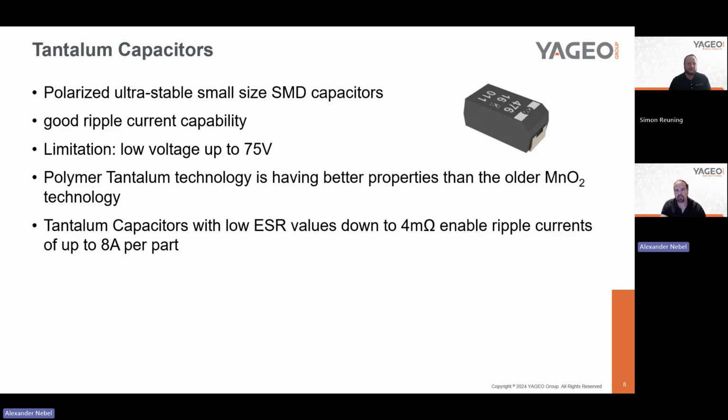Last but not least, the fourth technology, our tantalum capacitor. They are polarized. They are ultra stable, small size SMD products. They have a good ripple current capability. The new polymer tantalum technology has better properties than the older manganese dioxide technology. Tantalum capacitors with low or very low ESR values are going down to 4 milliohms, and they enable ripple currents up to 8 amps per part. But we need to keep in mind that the limitation of this technology is the low voltage range, up to 75 volt currently.